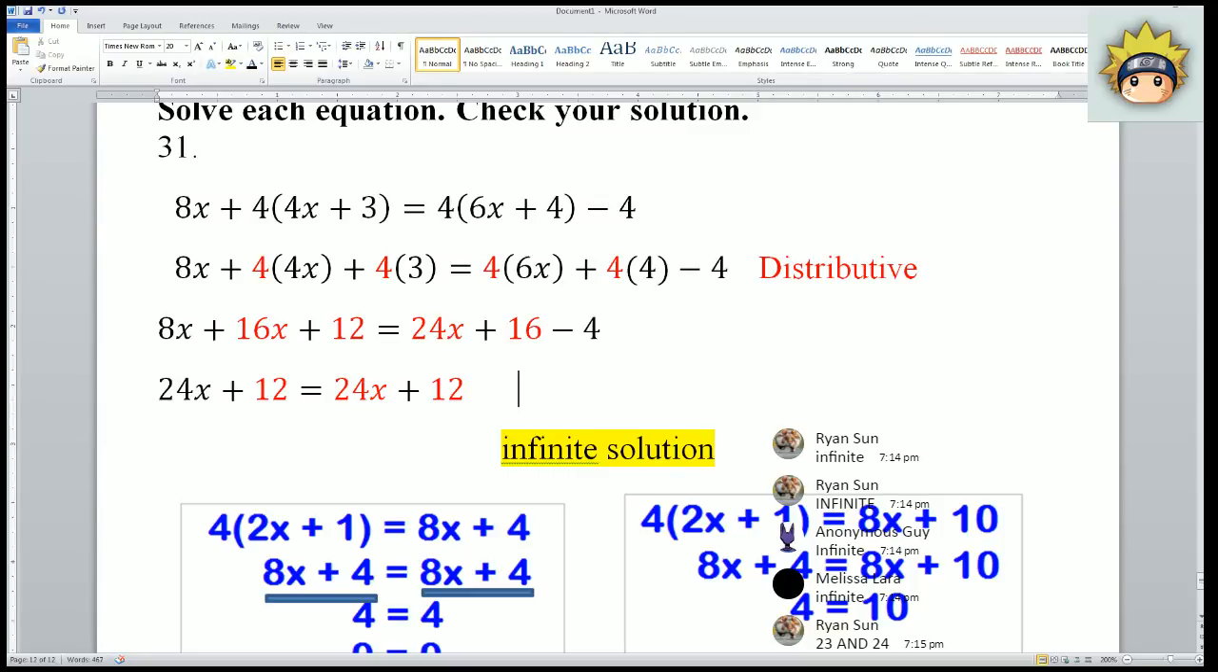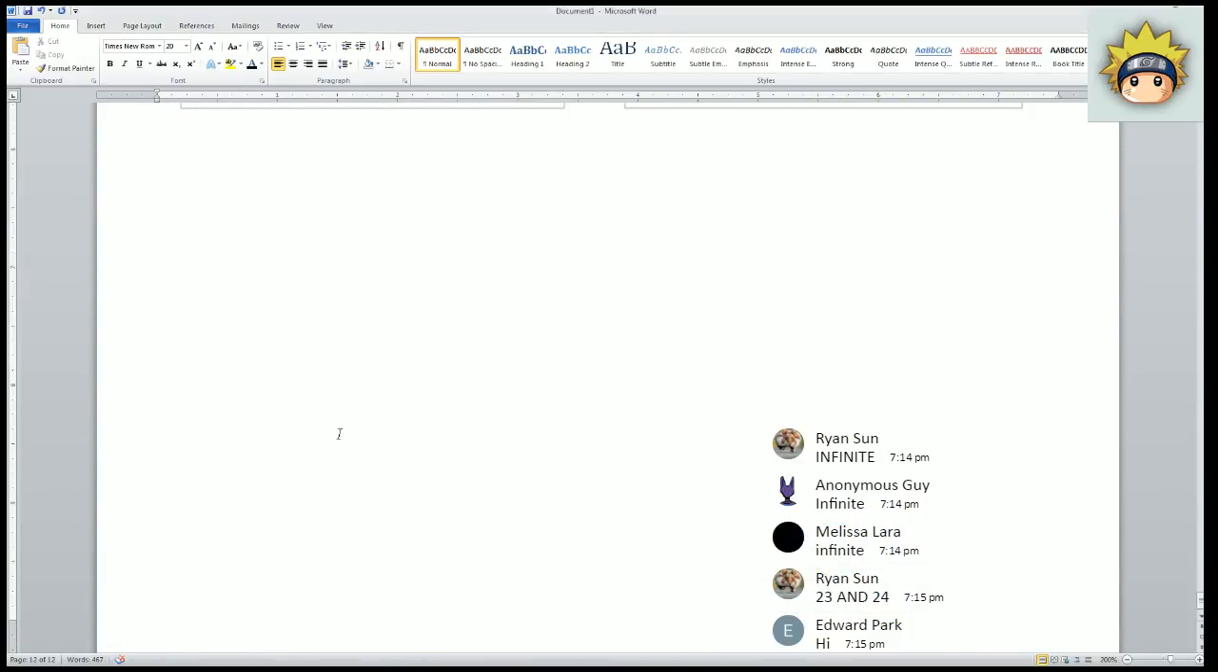Number 23 and 24. Did I do 24 already though? Hold on, did I do 24? I don't think I did 24. And 23? Okay, 24 and 23 are the same thing. Which one do you want me to do?